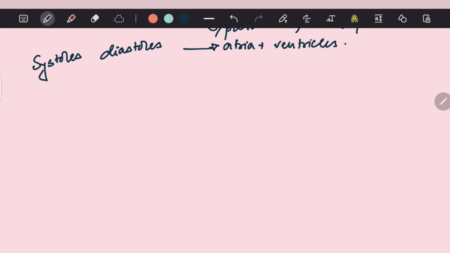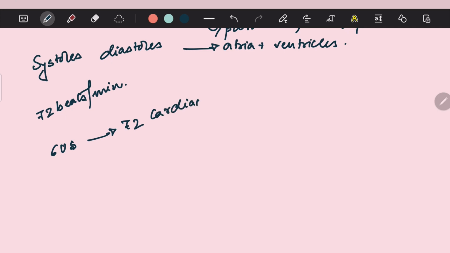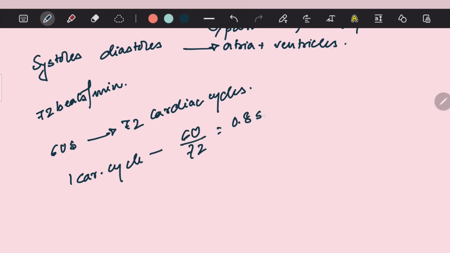Now, this sequential event in the heart, which is cyclically repeated, is called the cardiac cycle, and thus it consists of systoles and diastoles of both the atria as well as the ventricles. Now, the heart beats on an average about 72 beats per minute. That is, in a single minute, that is in 60 seconds, there are 72 cardiac cycles. Thus, one cardiac cycle takes around 60 by 72, that is 0.8 seconds.